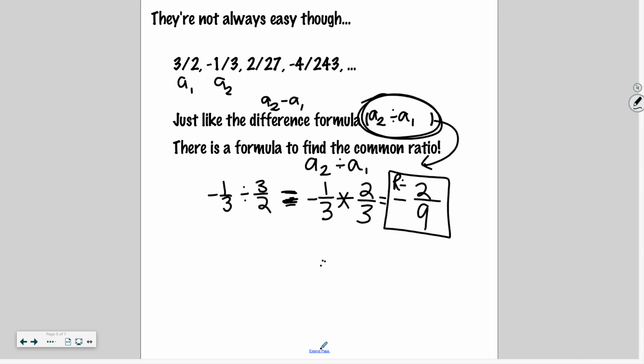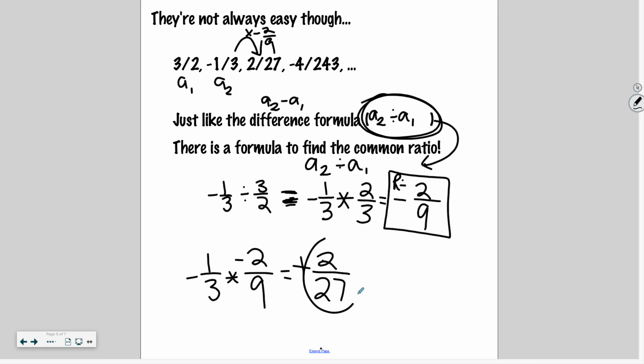And I'm just going to do a double check to make sure that's right. I can get this page to extend. So that means I'm going to make sure that when I multiply by negative 2/9, I'm going to get 2/27. So if I have negative 1/3 times negative 2/9, a negative times a negative is positive. Multiply straight across. 1 times 2 is 2. 3 times 9, 9, 18, 27. 2/27, that's what's up here. Boom. Our ratio is negative 2/9.